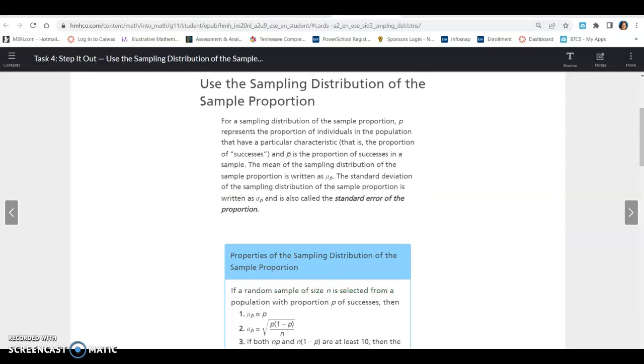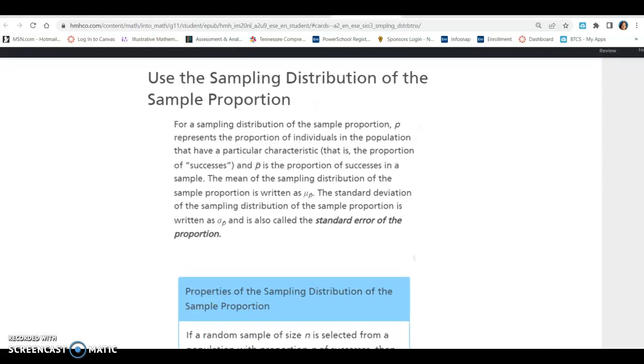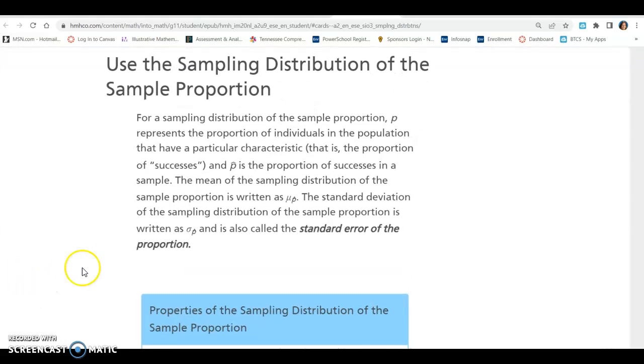Lesson 19.4, Task 4. Use the sampling distribution of the sample proportion. For a sampling distribution of the sample proportion, P represents the proportion of individuals in the population that have a particular characteristic. That is the proportion of success. The p-hat, which has a little hat on it if you can see it here, is the proportion of success in the sample.